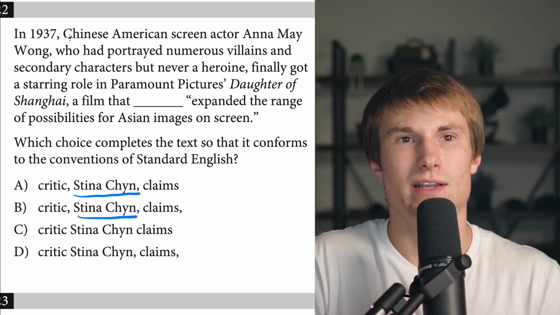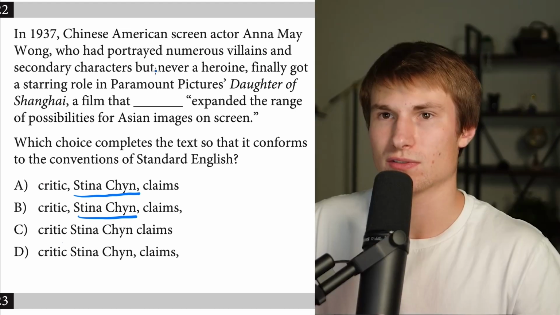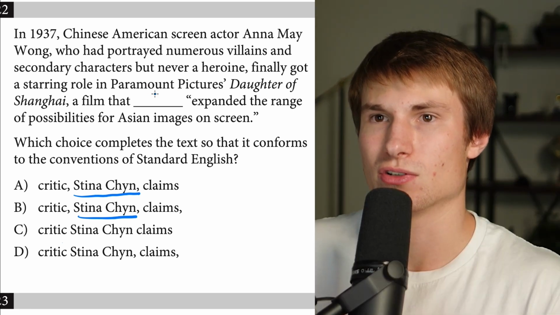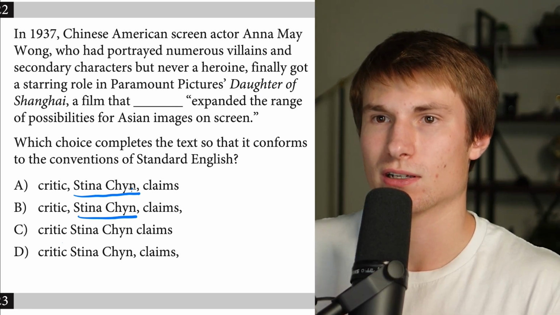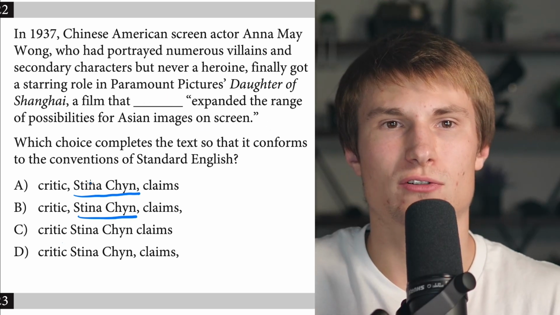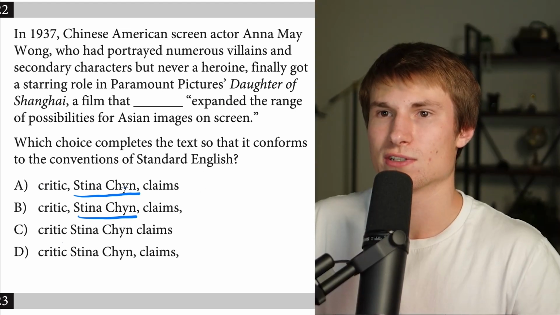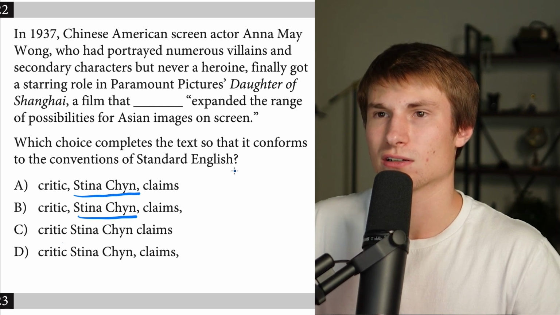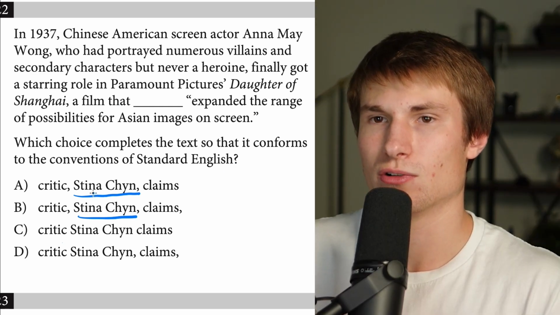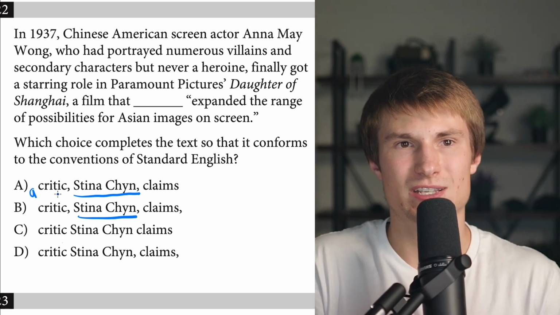We've got: in 1937, Chinese-American screen actor Anna May Wong, who had portrayed numerous villains and secondary characters but never a heroine, finally got a starring role in Paramount Pictures' Daughter of Shanghai, a film that critic Stina Chin claims expanded the range of possibilities for Asian images on screen. All right, well, we've got a film that critic Stina Chin claims expanded the range. If we were to remove Stina Chin, we would have a film that critic claims expanded the range. Well, we'd have to say "a critic" if we're going to remove Stina Chin. We couldn't just say "critic claims." We'd have to say "a critic claims."